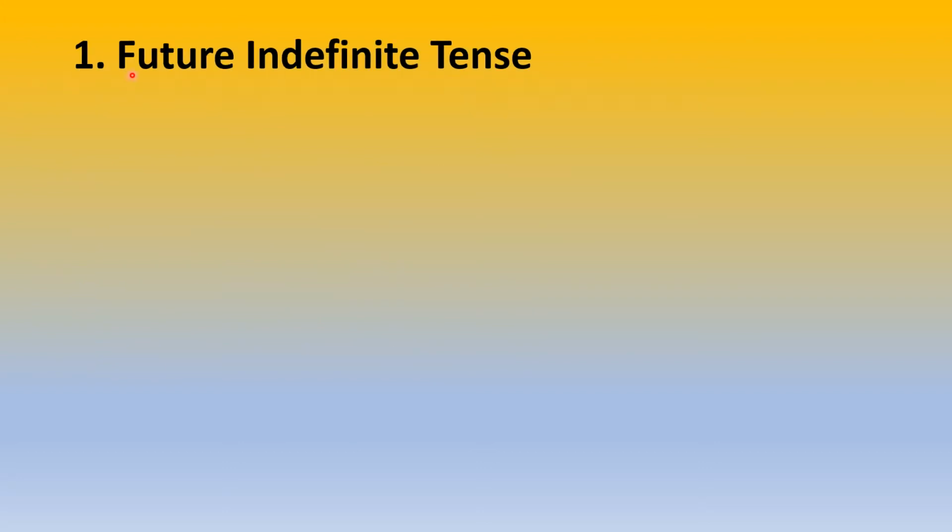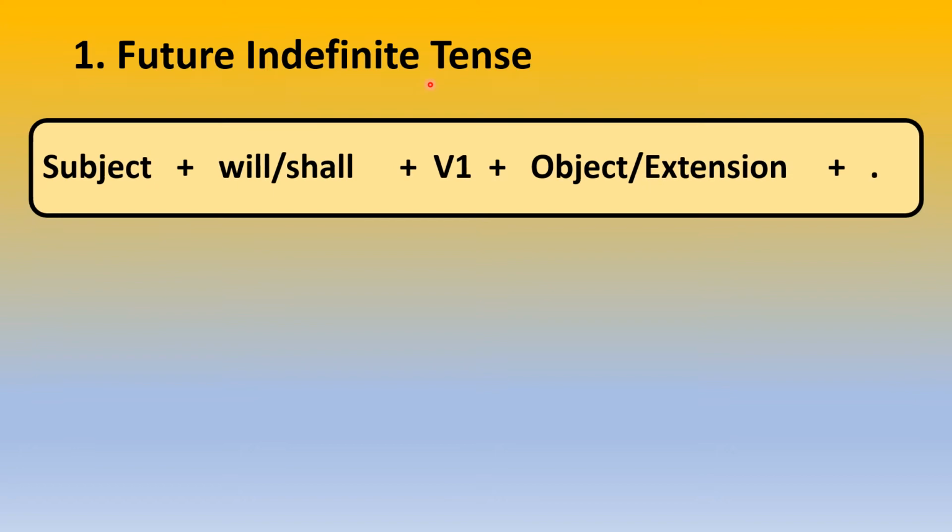Here's the first one, future indefinite tense, which is also known as simple future tense. We follow this formula to write a correct affirmative sentence of future indefinite tense. The subject is written in the start of the sentence. Then we write will or shall as auxiliary or helping verbs. Then the first form of verb is written, and after that object or extension is written along with the full stop.